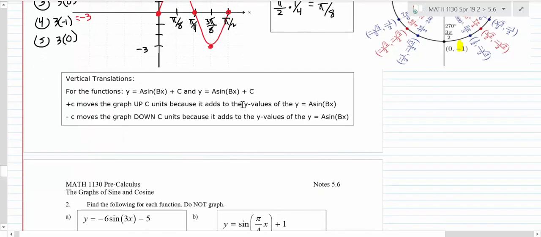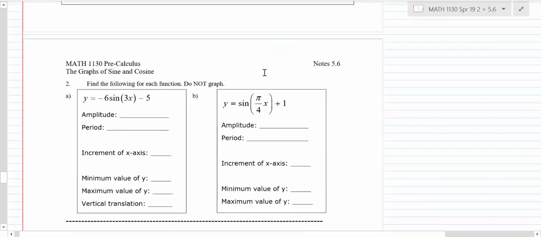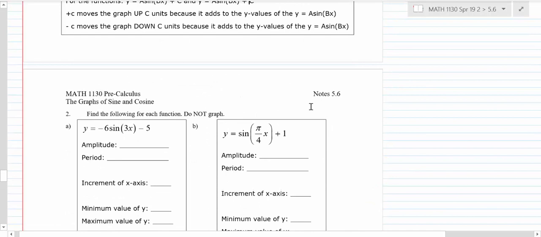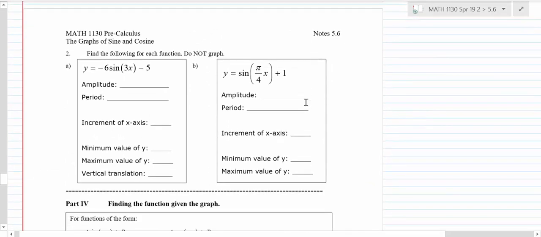All right, so let's go on to the next page. This is stuff we've already learned. We've already talked about that. If you have a plus c and a minus c, it's up or down. Okay, we've already learned that. Last couple of things I want to do on here is just some basic stuff. We're not going to graph on this. I just want to do a summary of the key stuff on here.